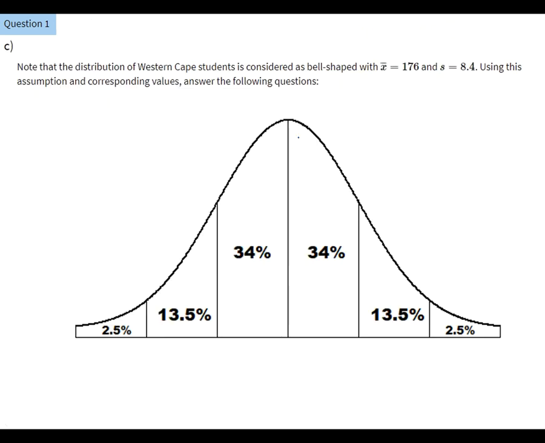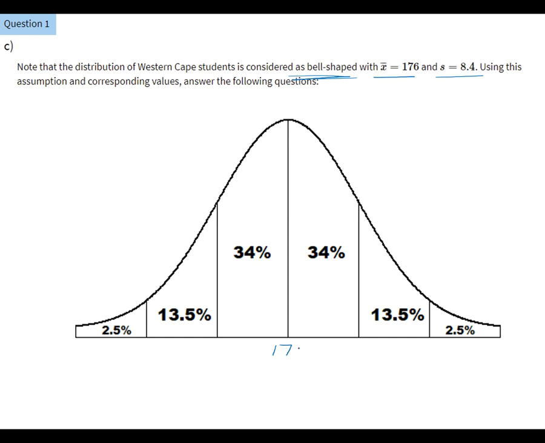Now, our next question, we told you that the distribution of Western Cape students is considered as bell-shaped with this mean and this standard deviation. So we're going to use this mean and standard deviation to estimate our population mean and standard deviation. But whenever you see a question where we have this assumption that we are dealing with bell-shaped data, you can immediately go fill in your values on this bell-shaped graph. So you'll see how that's going to help us just now.